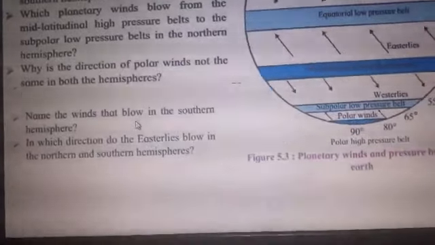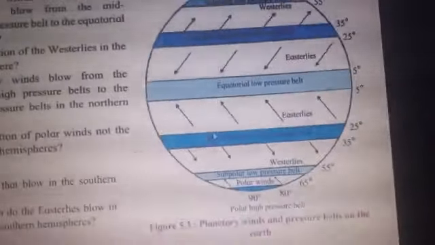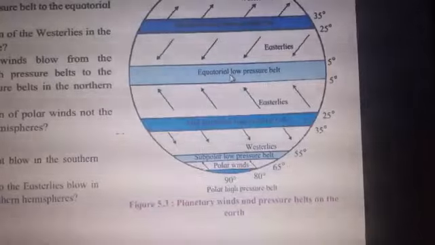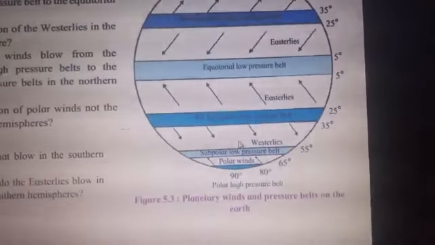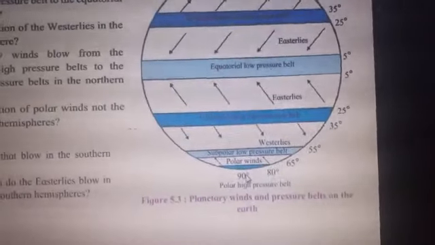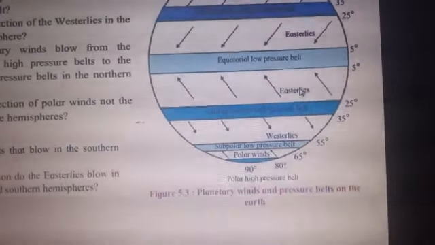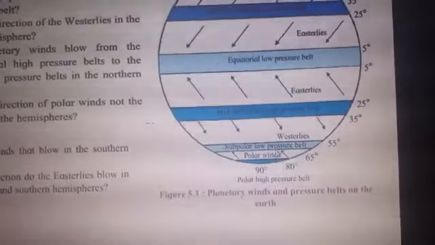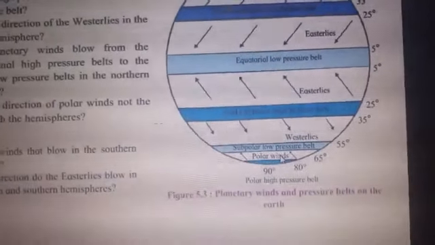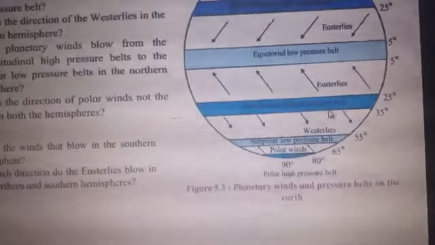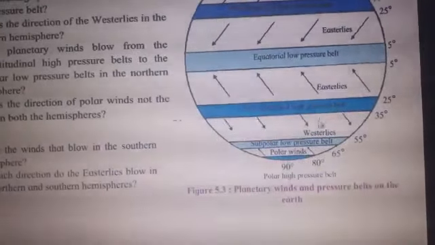Next question, name the winds that blow in the southern hemisphere. Now from this part, the equatorial low pressure belt, till here we have the southern hemisphere. So we have to name the winds which are blowing. So easterlies, westerlies and the polar winds. We have three types of winds blowing in the southern hemisphere: easterlies, westerlies and polar winds.